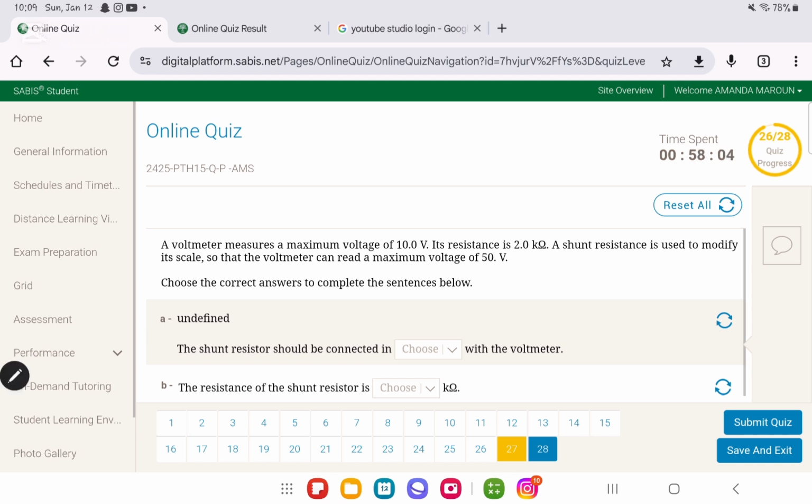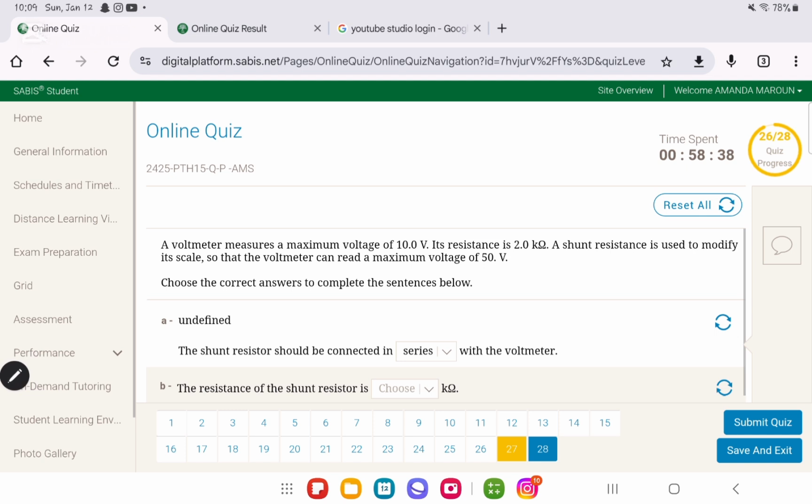A voltmeter measures a maximum voltage of 10 volts. Its resistance is 2 kilo ohms. A shunt resistance is used to modify its scale so that the voltmeter can read a maximum voltage of 50 volts. Now, the shunt resistor would be connected in series because remember, the shunt resistor is always connected in opposition. So the voltmeter is connected in parallel, shunt resistor is connected in series. Ammeter is connected in series, shunt resistor is connected in parallel.